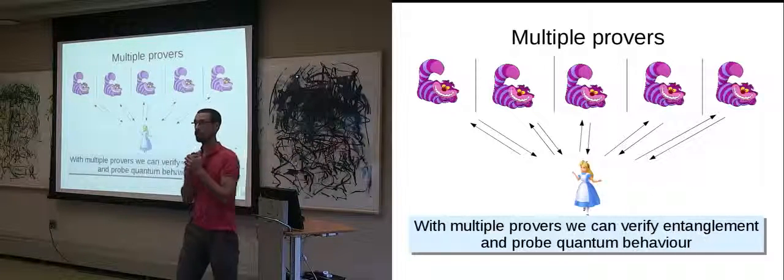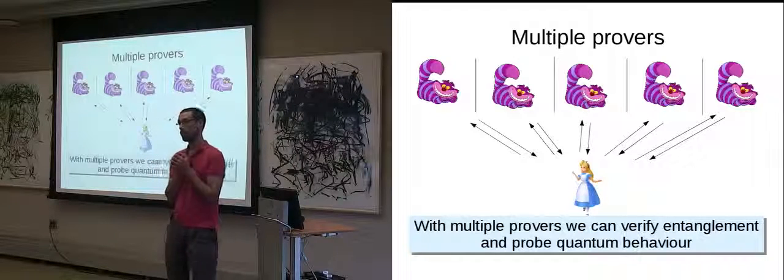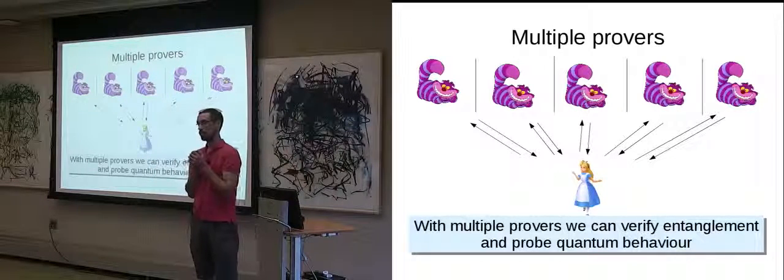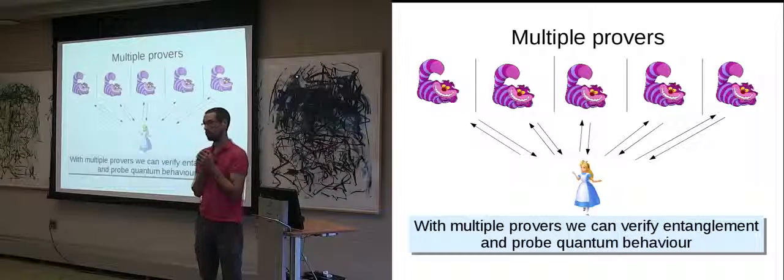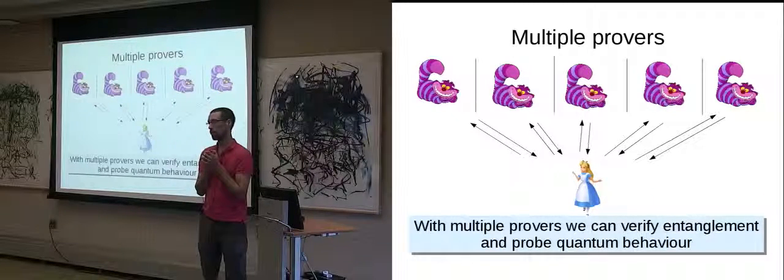Yes? Maybe I'm confused. I thought the purpose was for the prover to convince the verifier that x is in L, and he can do it because it's quantum. What's the connection between this and proving to the verifier that it has quantum behavior?